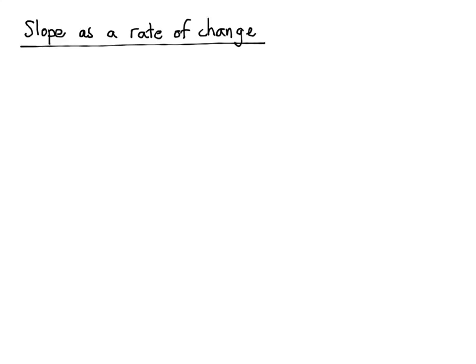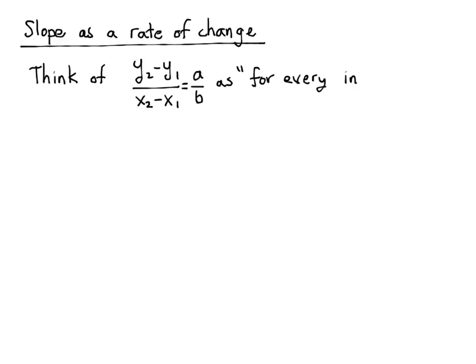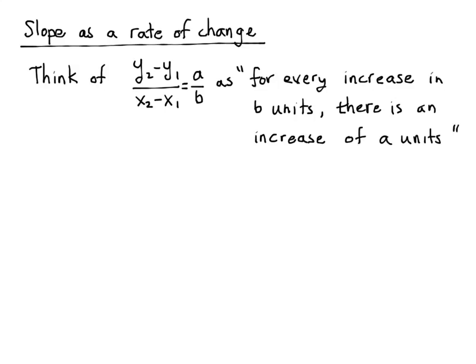Now, one of the ways that we can look at slope, and this example on the board is probably a good example, but we can look at the slope as a rate of change as well. Okay, so let's think of this difference of y over the difference of x as being a over b. So think about this, that for every increase in b units, there's an increase of a units. That's kind of rephrasing this rise over run thing. So for every run of b, you rise a. Another way to say that is for every increase in b units, you're going to increase in a units.